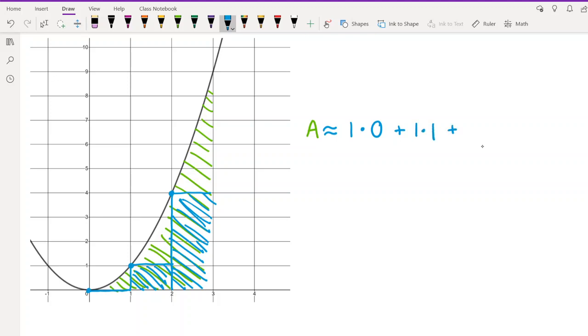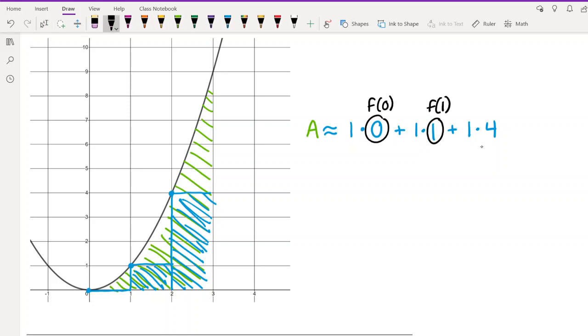And then we have 1 times 4. So again, where are that 0, 1, and 4 coming from? That is f of 0, f of 1, and f of 2. The reason we're plugging in 0, 1, and 2 is that those are the numbers on the left side of each of these 3 intervals. And so we find that the area is approximately equal to 0 plus 1 plus 4, so that's 5.